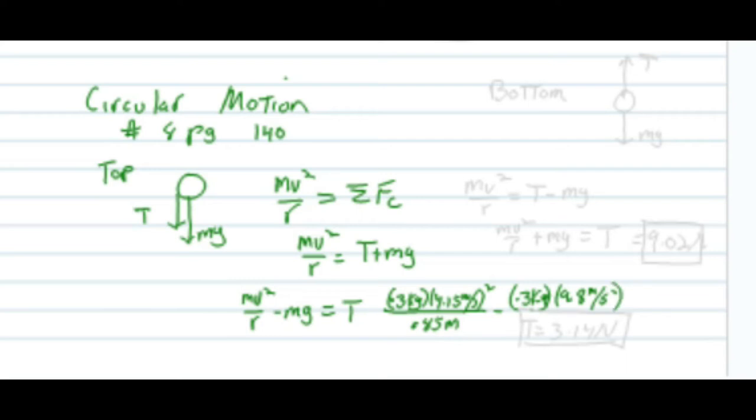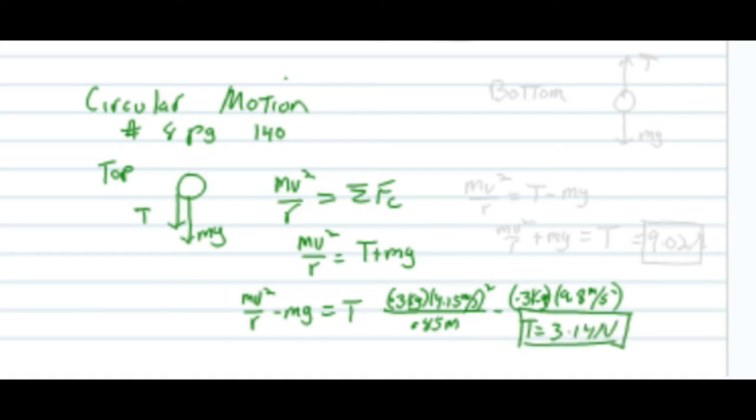So we'll punch this all through on the calculator. 0.3 times 4.15 squared divided by 0.85, and then minus 0.3 times 9.8. We have 3.14 newtons. So that's when it's at the top.